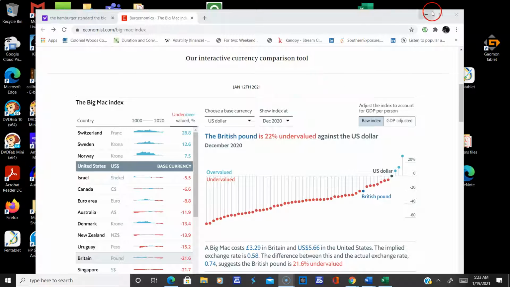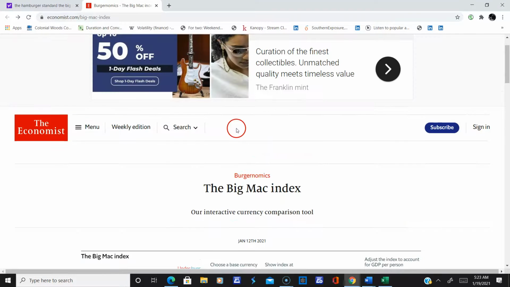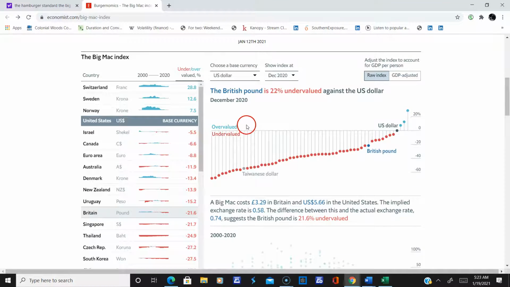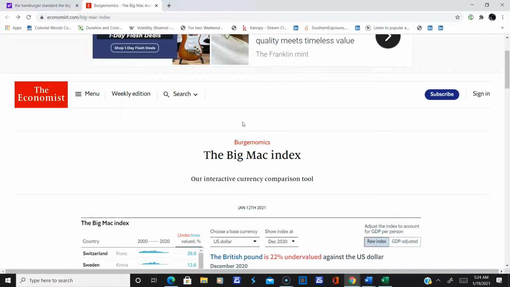What I'd like to show you here is, when it comes to the cost of living and exchange rates across the globe, there's an interesting measure, or index, and it's been around for quite a while. It's somewhat tongue in cheek, but it does go to show how exchange rates are either undervalued or overvalued. It's called the Big Mac Index, and you'll see the title is Burgernomics here.